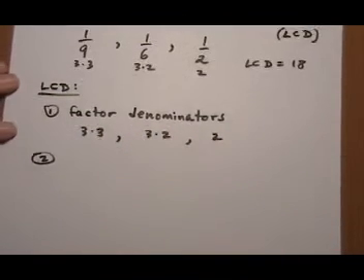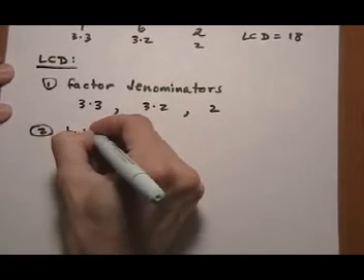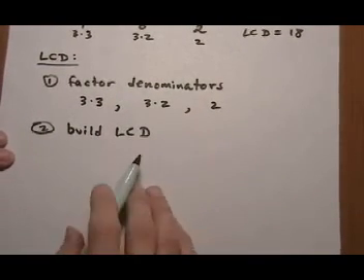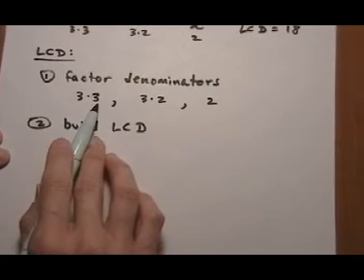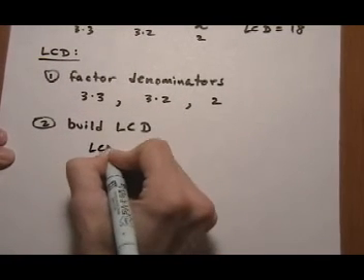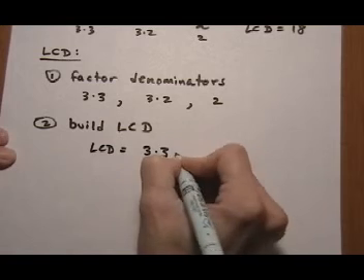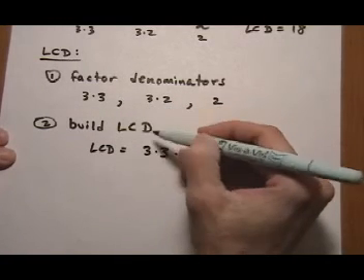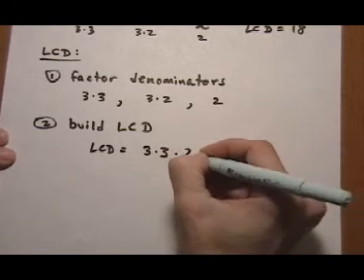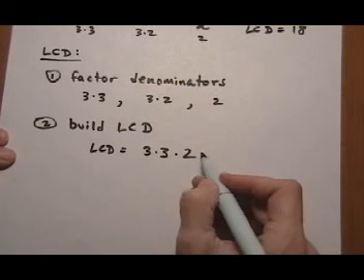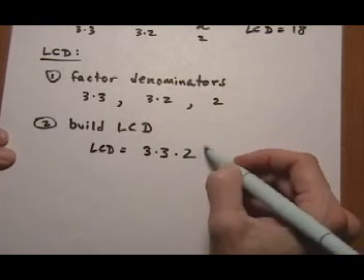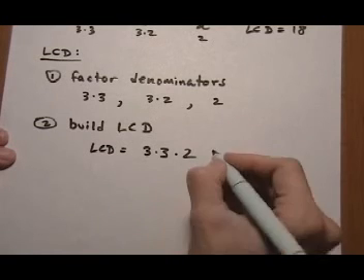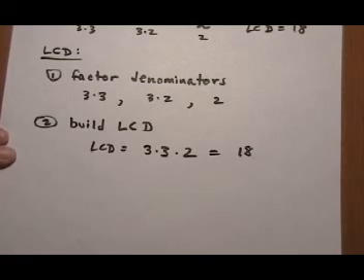Then you use those factors to build the LCD. And the way I usually do it, there's a bunch of different methods, but I find this way works pretty well, is take the entire first denominator, 3 times 3. And we're going to multiply onto that anything in the second denominator that's not already contained here. 3 is already there, we don't need it, so we need 2. And then we'll multiply onto that anything from any other denominator that's not contained there. 2 is already there, so we don't need it. That means we're done. And we get 3 times 3 is 9, times 2 is 18. So that's how you build an LCD.